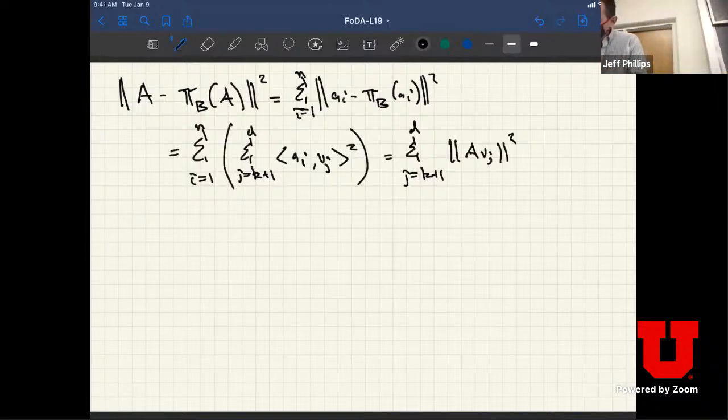And this term, for j from k plus 1 to d, if you remember, what does that term equal? The norm of A times vj squared, or the norm of A times vj. Those vj's, if those are the right singular vectors, then that's just the singular value squared.